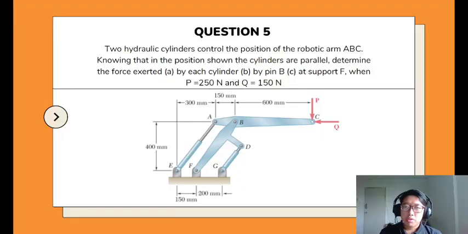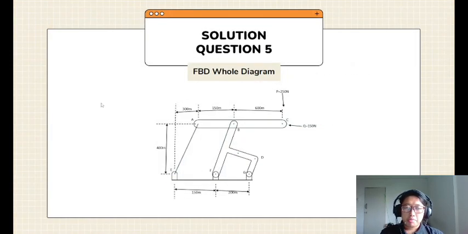Question 5. Two hydraulic cylinders control the position of the robotic arm ABC. Knowing that in the position shown the cylinders are parallel, determine the force exerted (A) by each cylinder, (B) by pin B, (C) at support F, when P equals 250 Newtons and Q equals 150 Newtons. This is the FBD for question 5.